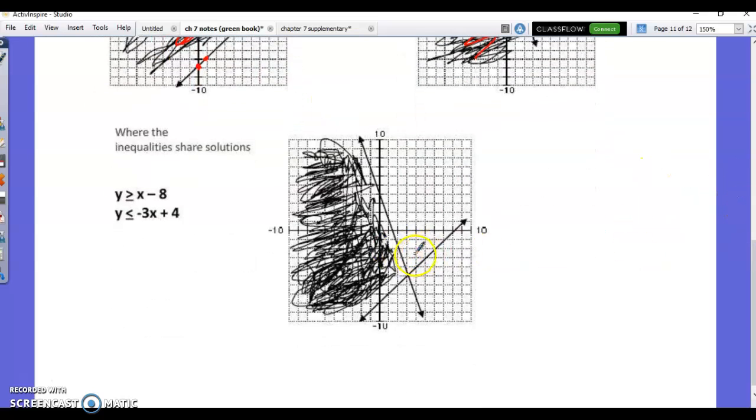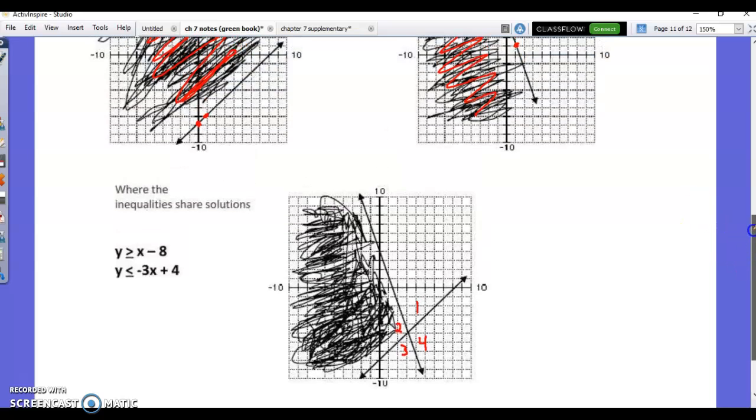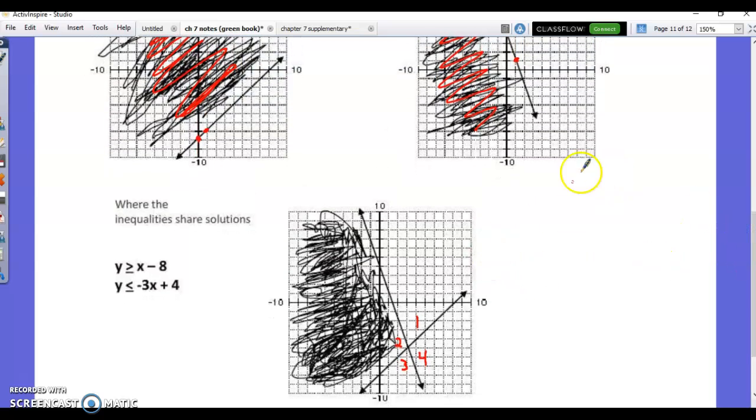So you can see our four quadrants, right? 1, 2, 3, 4. Where they intersect, where they share the shaded region, is our solution. So if I plugged in any of these points, like even 0, 0, for example: 0 for y, is 0 greater than -8? Yes. And for the other, is 0 less than or equal to 4? Yes, that works out. So we're looking for points that make both of those true. This is the part that they would share, right?